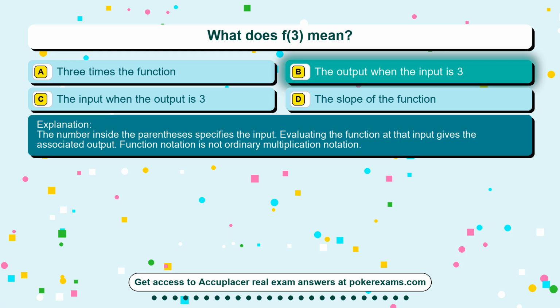The number inside the parenthesis specifies the input. Evaluating the function at that input gives the associated output. Function notation is not ordinary multiplication notation.